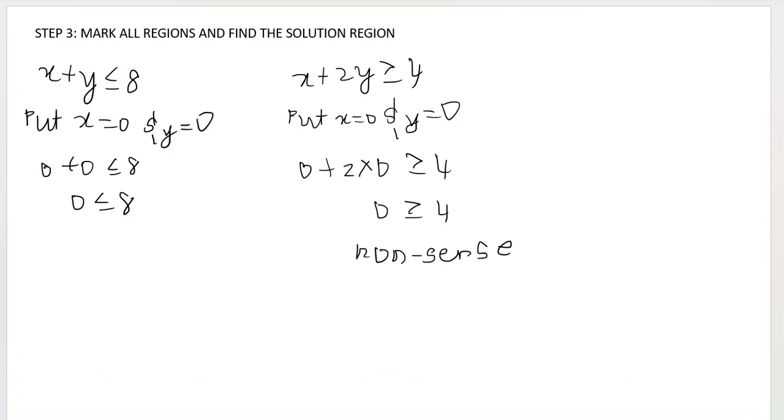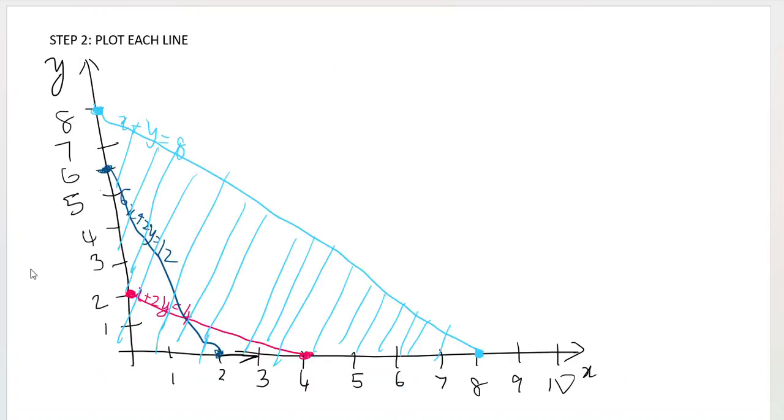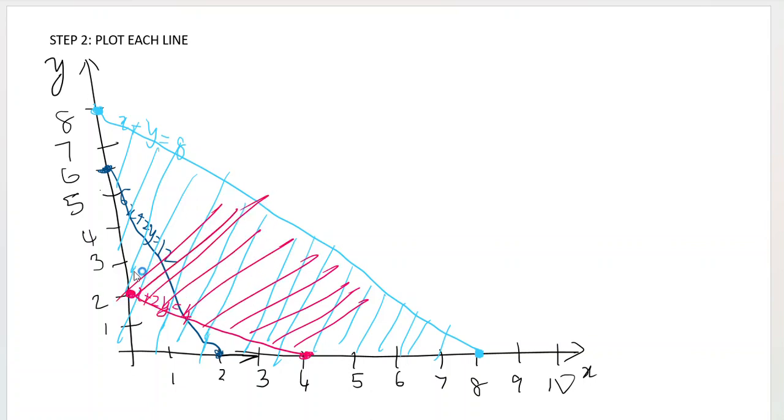Therefore, next to this pink line x plus 2y more than or equal to 4, we will plot the exterior, the outside region, the line that is pointing outwards. All this area will be shaded because that 0 more than 4 did not make sense.